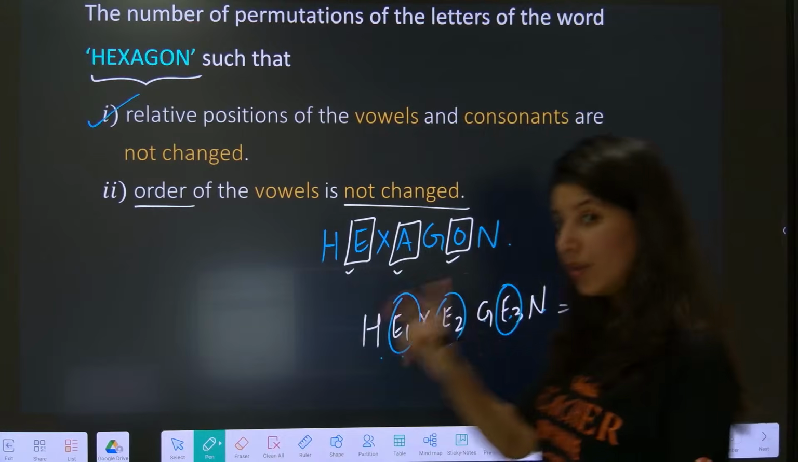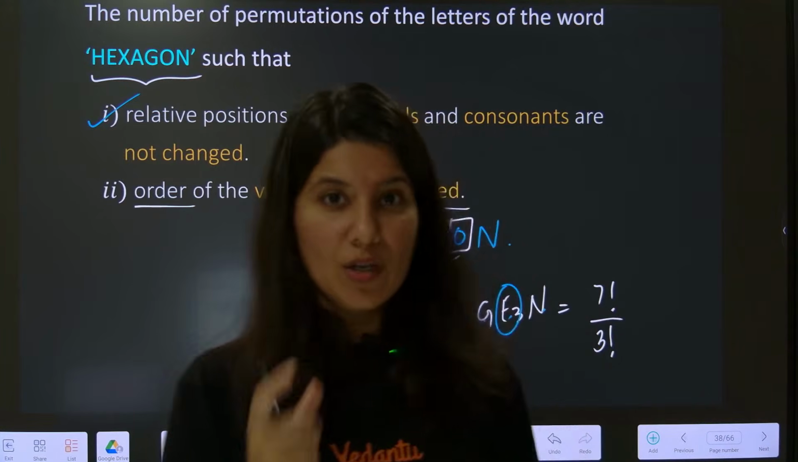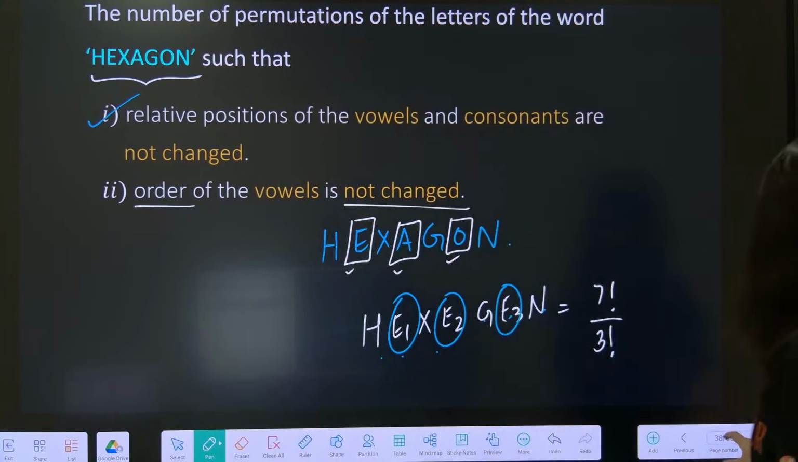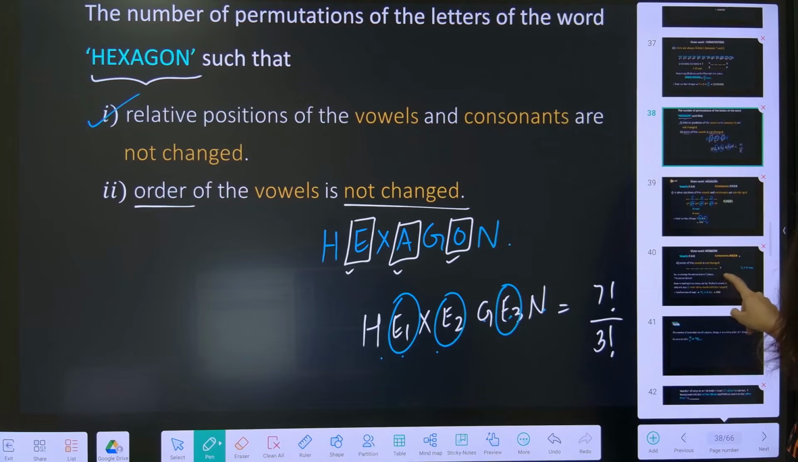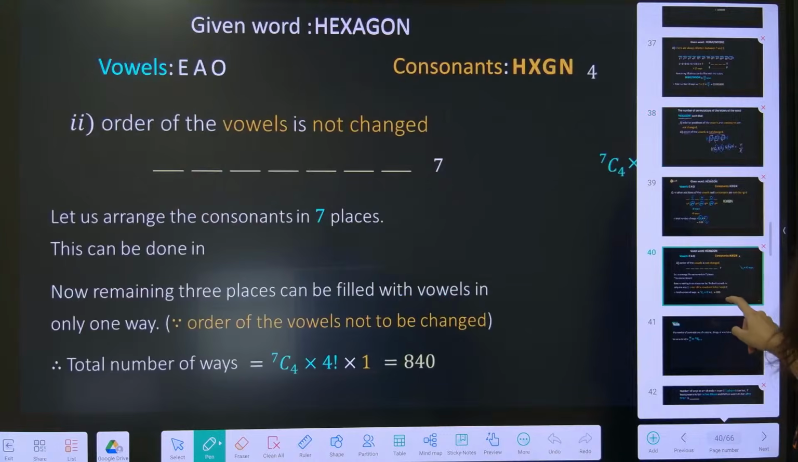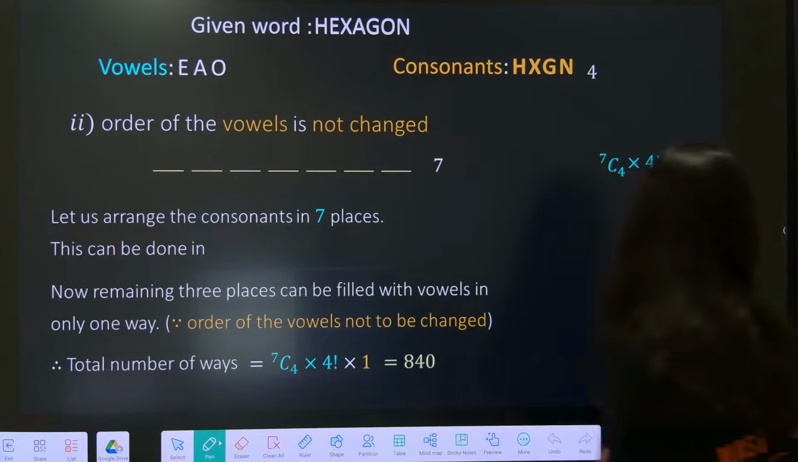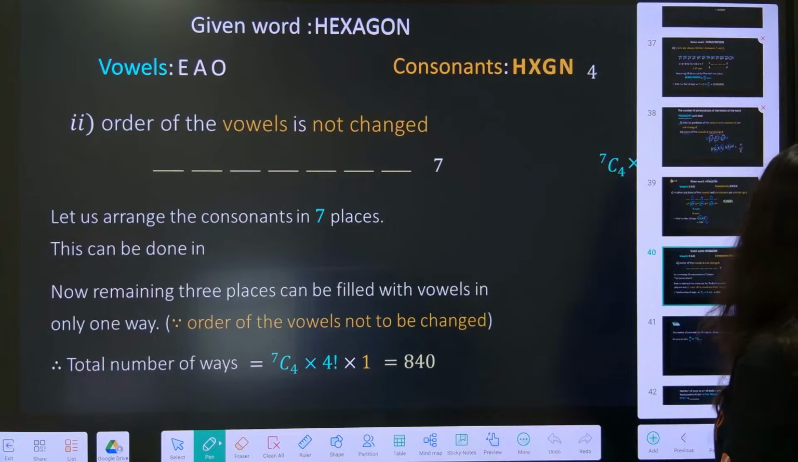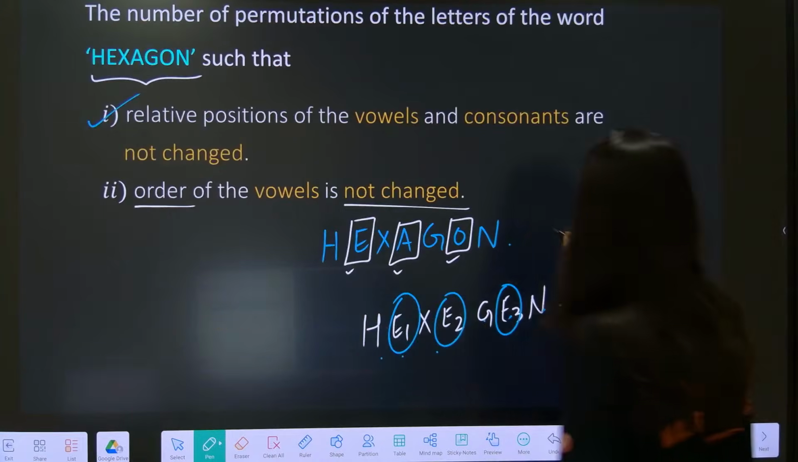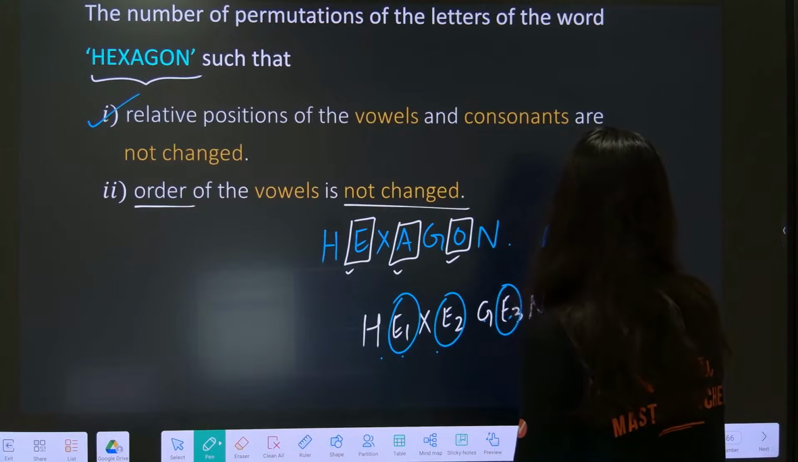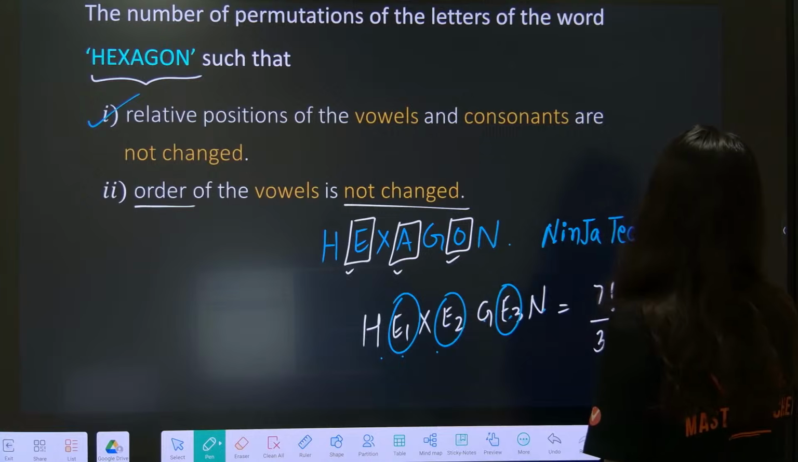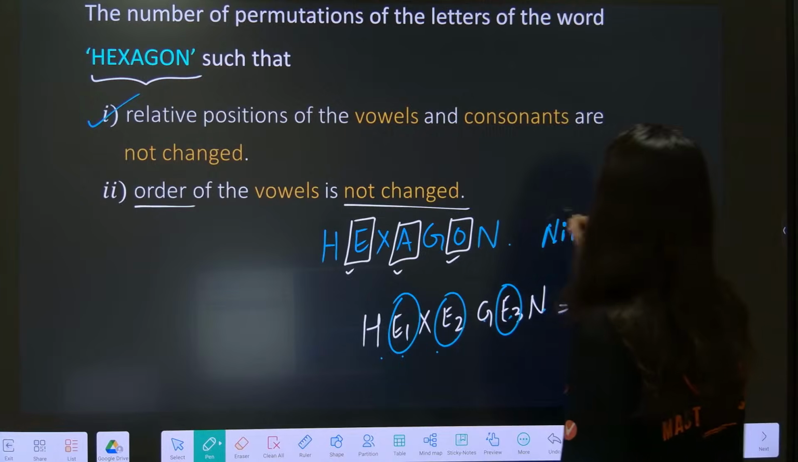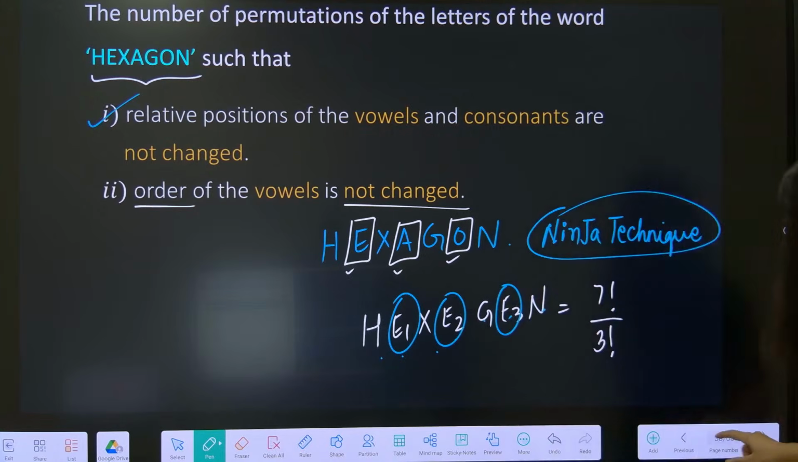So whenever you have an order and you do not want to disturb any order, what will you do? Just a shortcut. This is a ninja technique. You can call this a ninja technique. Otherwise, there is a long way. I'll show you the long way also.